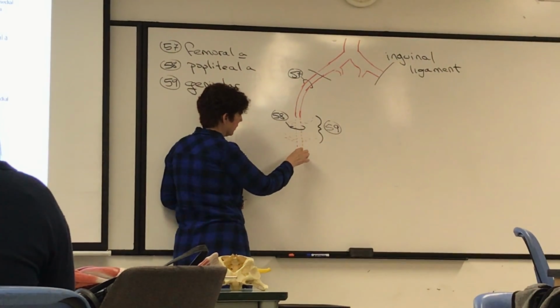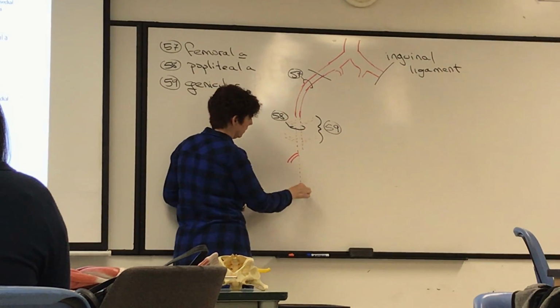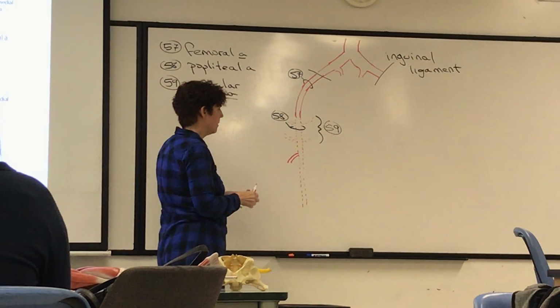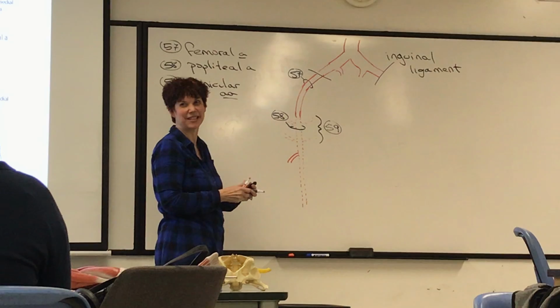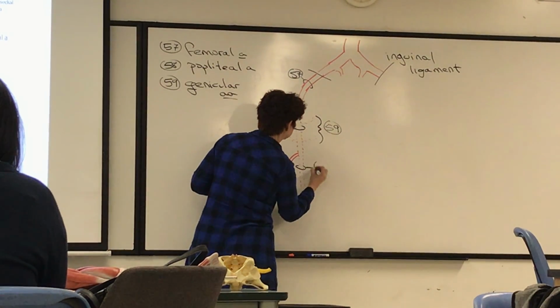So just to give us an idea where that is, I'm going to draw a solid line out here, and then we'll continue down with the posterior tibial. Okay? Let me do the posterior tibial, and then we'll come back to anterior tibial. So posterior tibial is going to be 60.